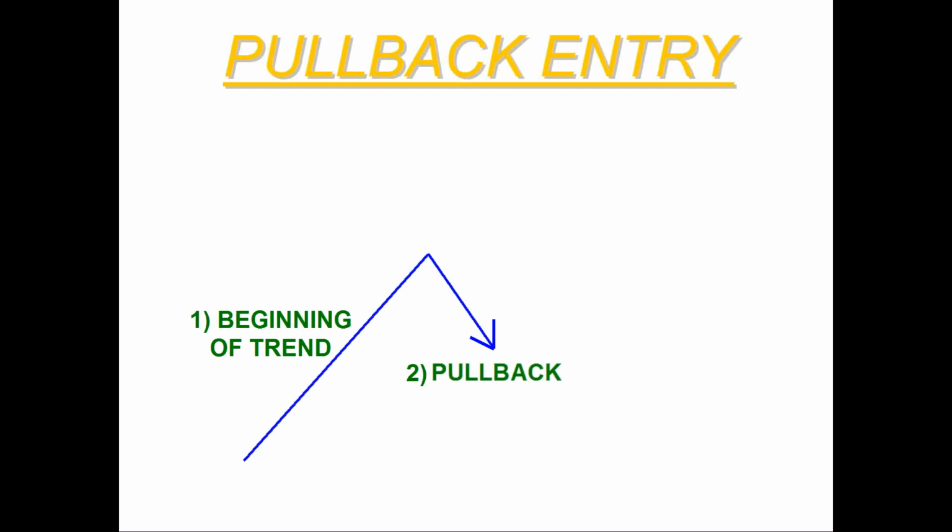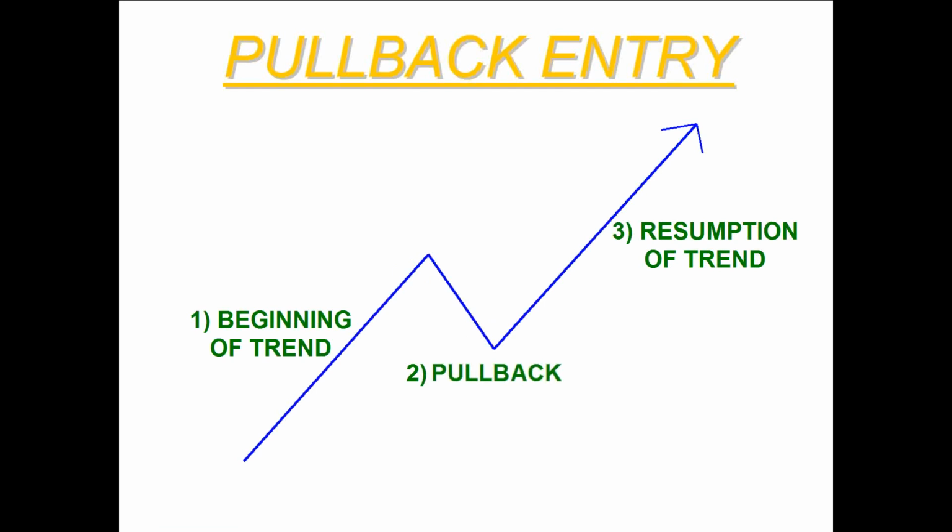A pullback is different in that it should usually stop at a certain level before the third phase jumps in, and that's the resumption of trend. Okay, so this is the standard phasing here of a pullback entry. So pullback traders want to be buying somewhere right around these levels at the lower end of the pullback. And it would just be reversed if you were selling, going short.